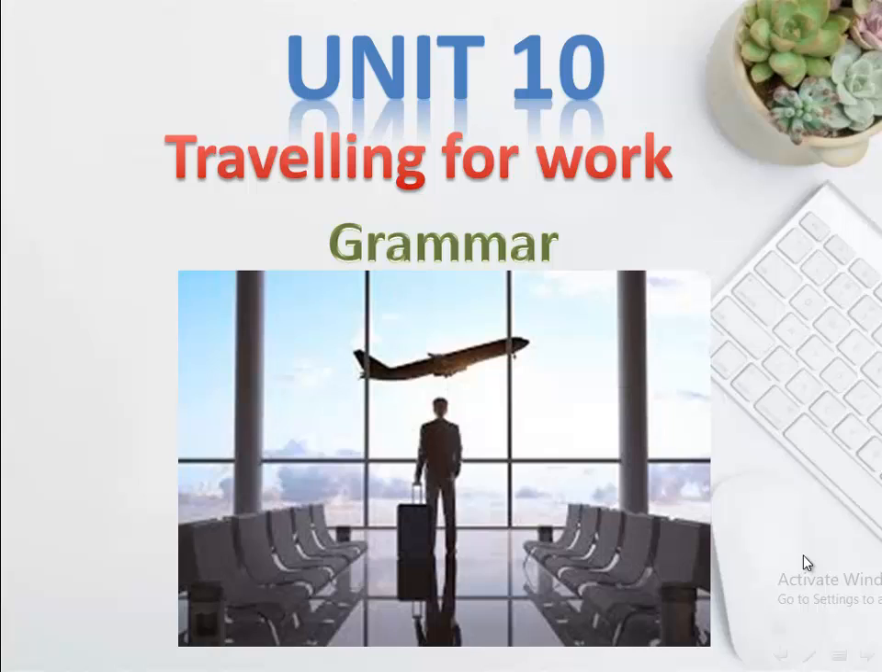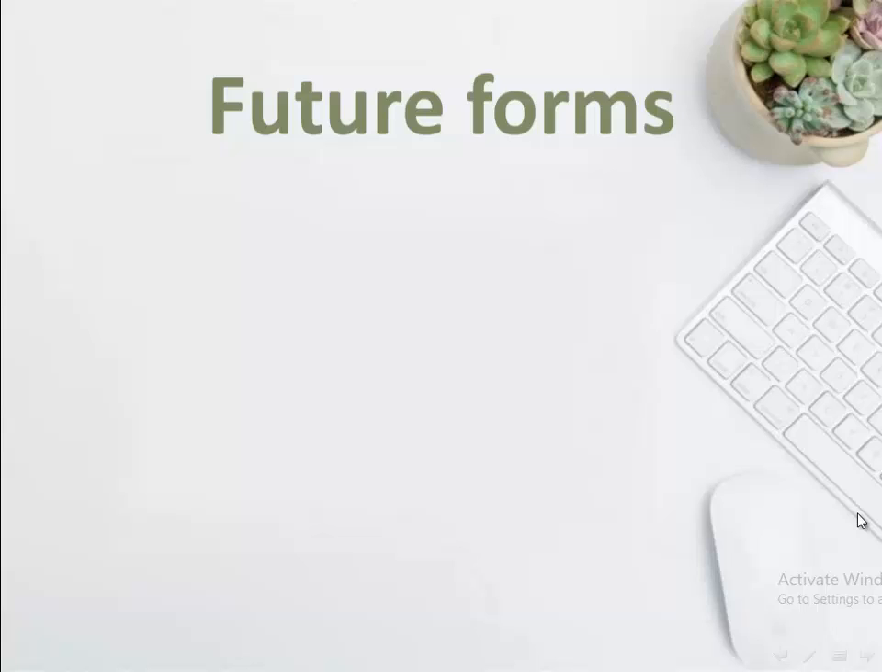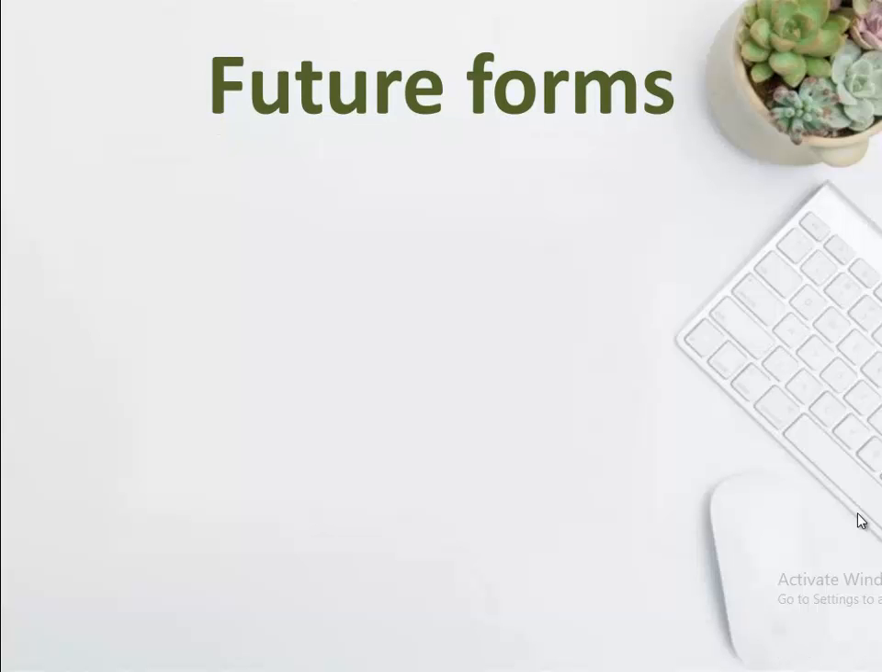Today we are going to take Unit 10 from the new Hello curriculum, Traveling for Work. Now we are going to take the second part, grammar. Our rule today is the future forms. We have four types of the future form. Number one is future with will.